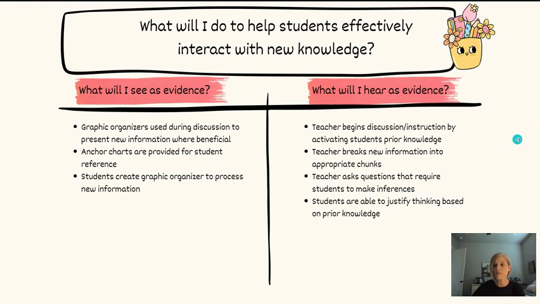Some of the things you might hear as evidence are that the teacher begins discussion or instruction by activating students' prior knowledge. The teacher breaks new information into appropriate chunks. The teacher asks questions that require students to make inferences, and the students are able to justify their thinking based on prior knowledge.